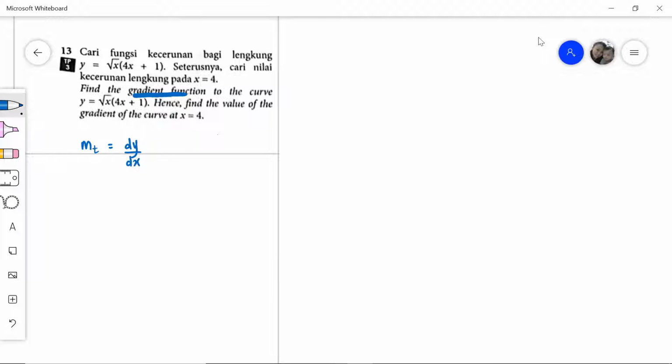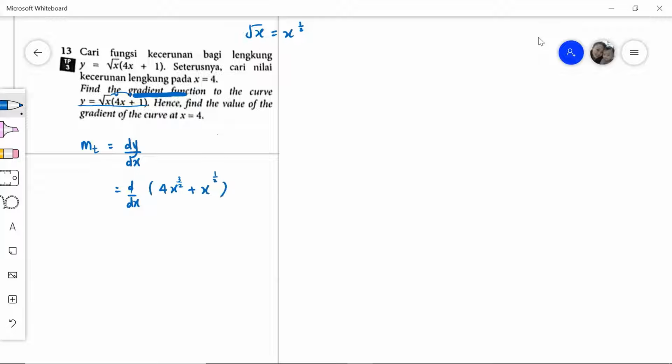Okay, so the gradient function is actually when we differentiate the function with respect to x. So now we're going to differentiate this. Let's rewrite the y. That is square root of x times 4x plus 1. I feel that we should expand to simplify it, so we multiply that in. So we have 4x to the power of 1 plus half, because square root of x is actually x to the power half. Okay, this is much easier. So we have 1 plus half, so that would be 3 over 2, and then plus x to the power of half.